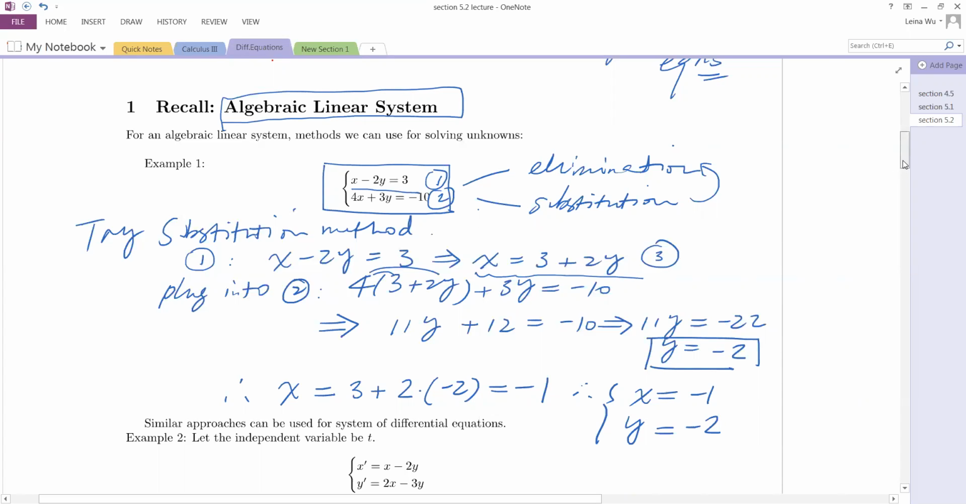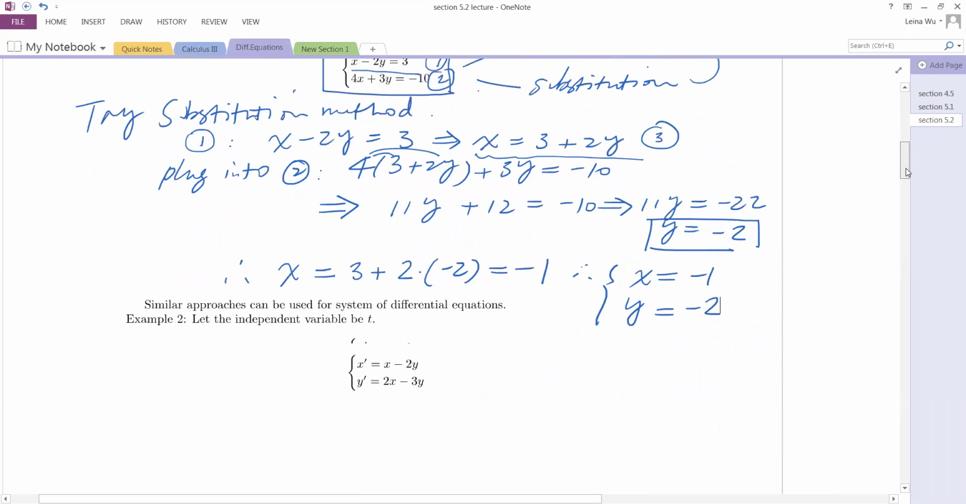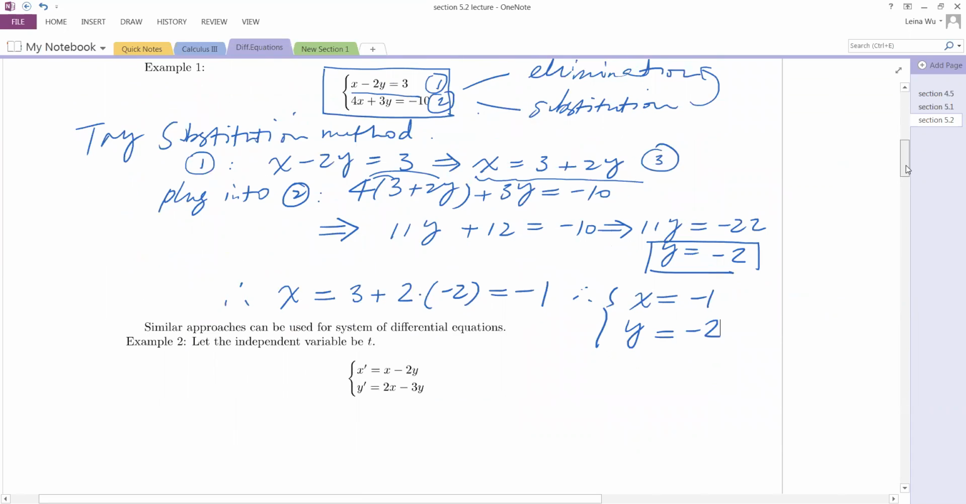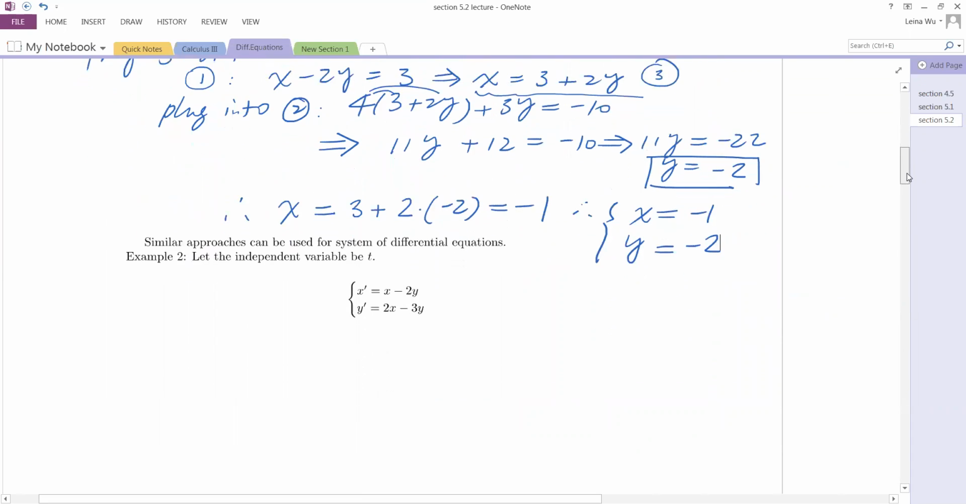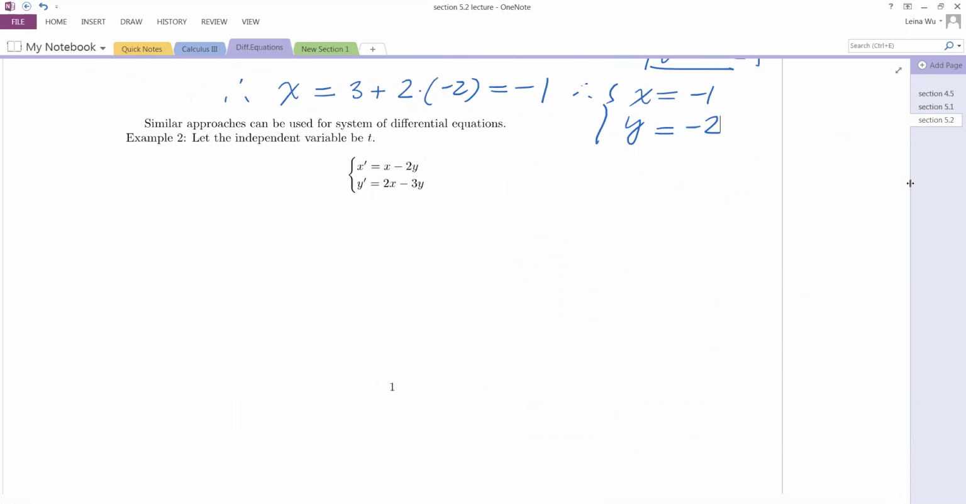Okay, so similarly, let's apply the method of substitution, which I think a lot of you actually like a lot. So let's try the substitution method for the next system, which is a system of differential equations. So equation 1, equation 2. I'll give you a few minutes for substitution.